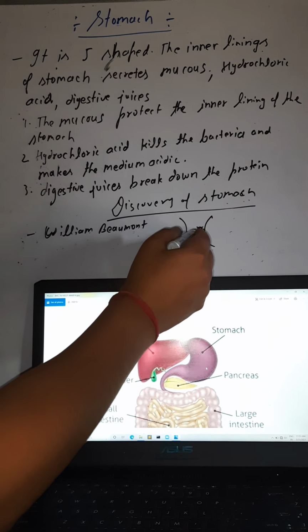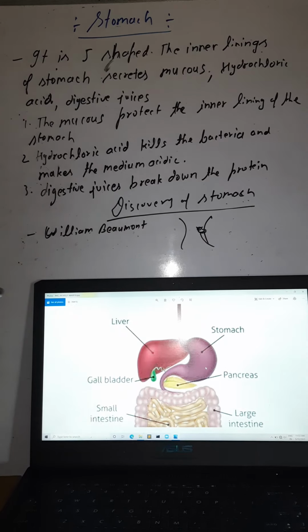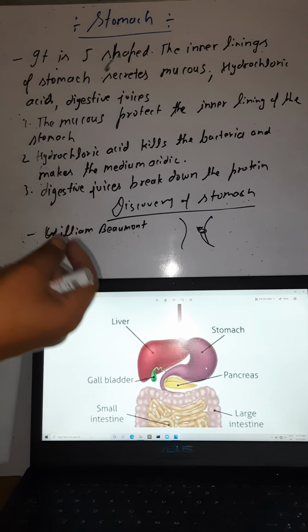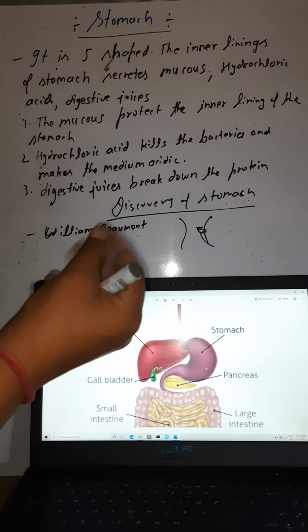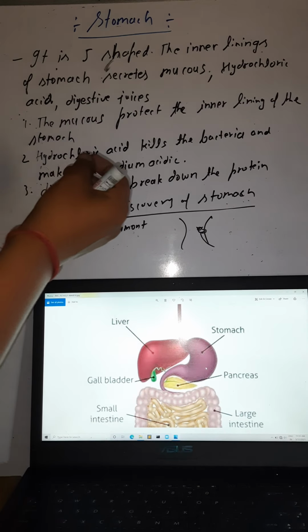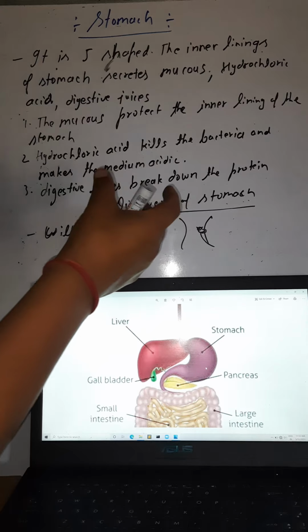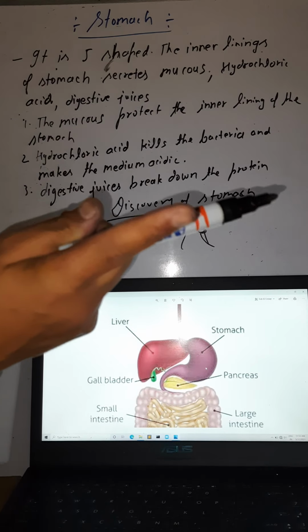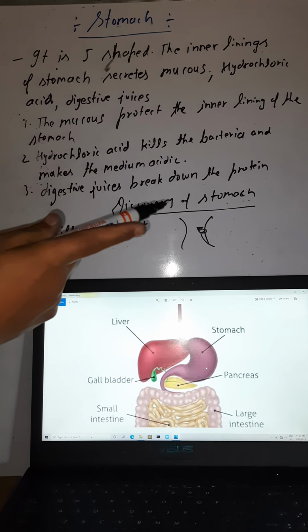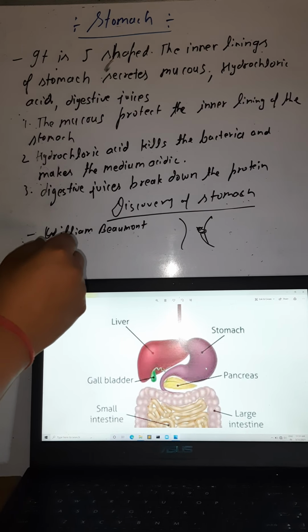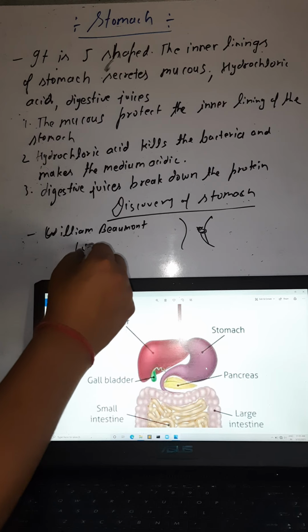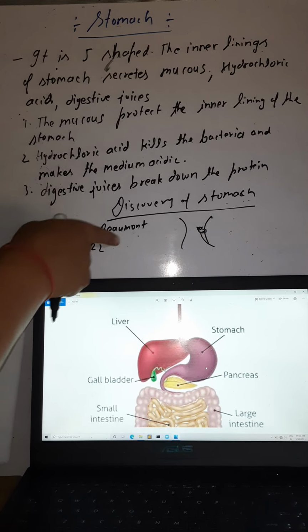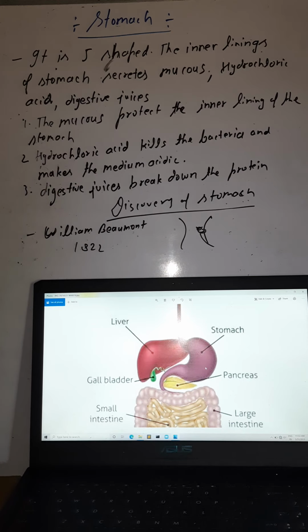So when he was trying to seal it off, inside this hole he discovered one organ which was churning the food. Means the churning of food was taking place inside the hole. So this was the stomach. This happened in the year 1822.